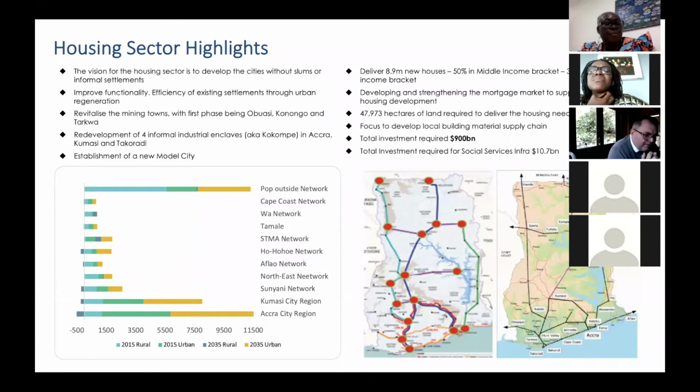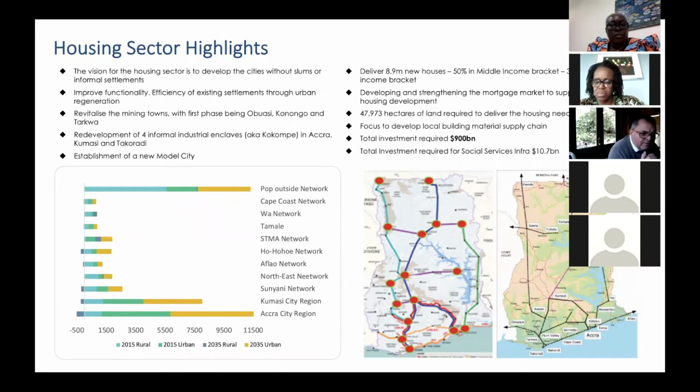On the graph on the screen, you can see the dark blue on the left side of the vertical line. That's showing depopulation from the rural areas in the period between 2015 and 2035. And you can see the orange part of the graph is showing the increase in the urban population between 2015 and 2035. So clearly there's going to be huge amounts of urbanization across the country in this space, and a general depopulation of the rural areas.